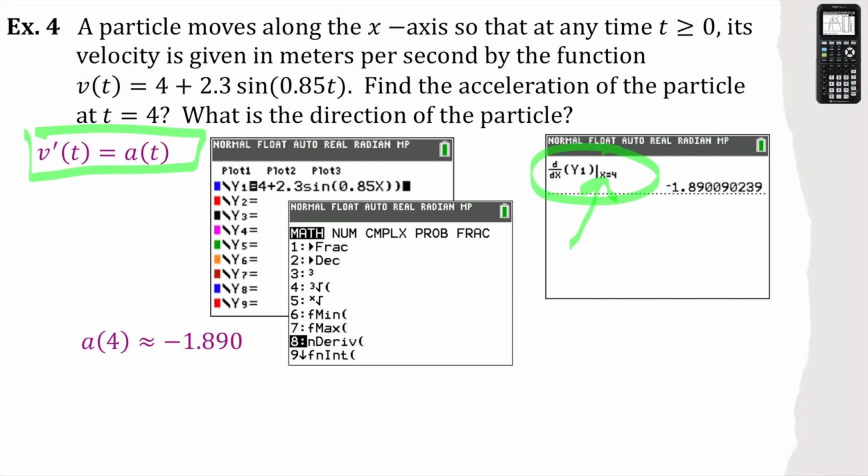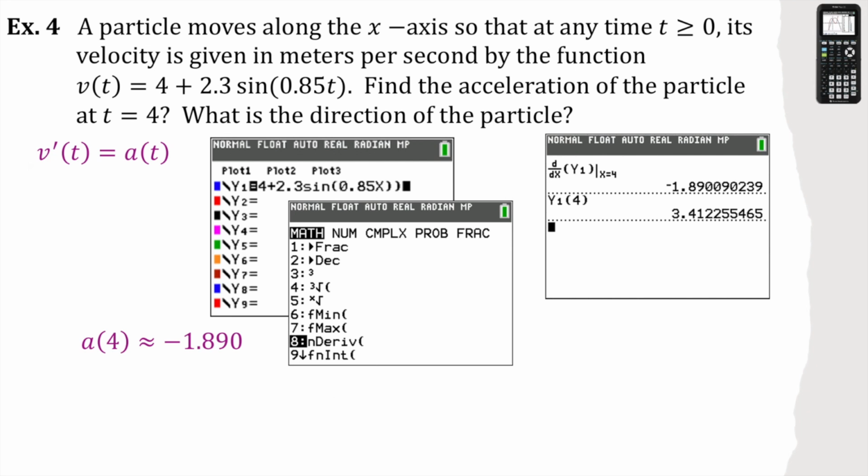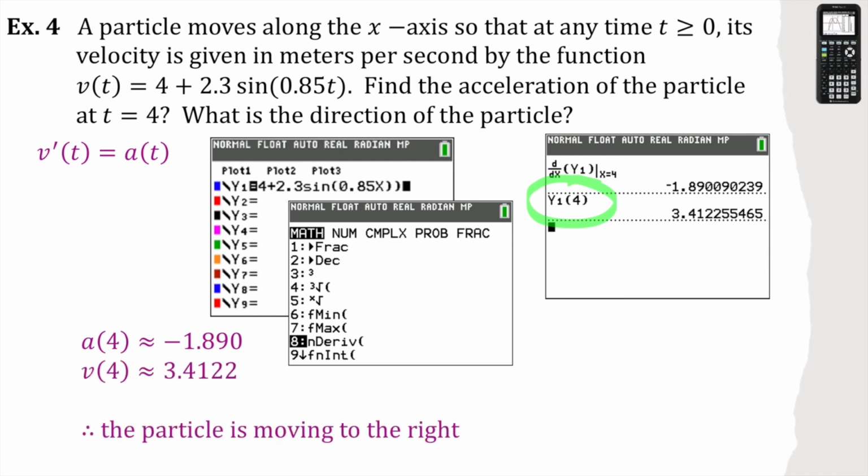What is the direction of the particle? Direction is determined by velocity. So again, have the calculator do the work for you. Have it evaluate that equation at 4. The velocity at 4 is 3.4122, so the particle is moving to the right.